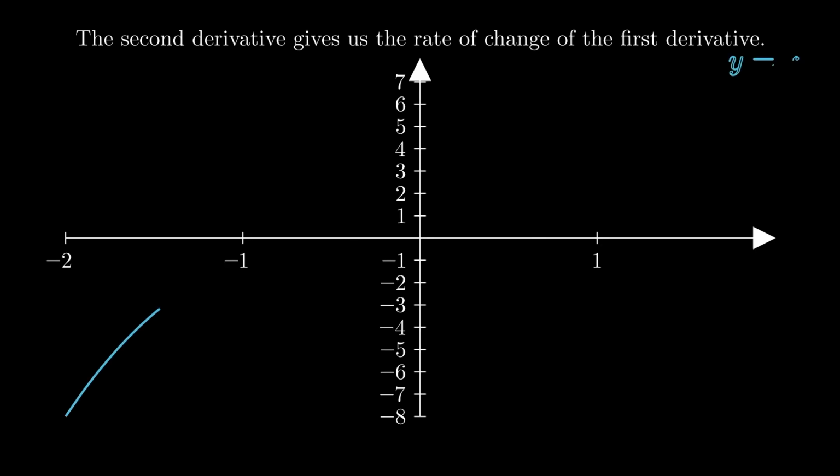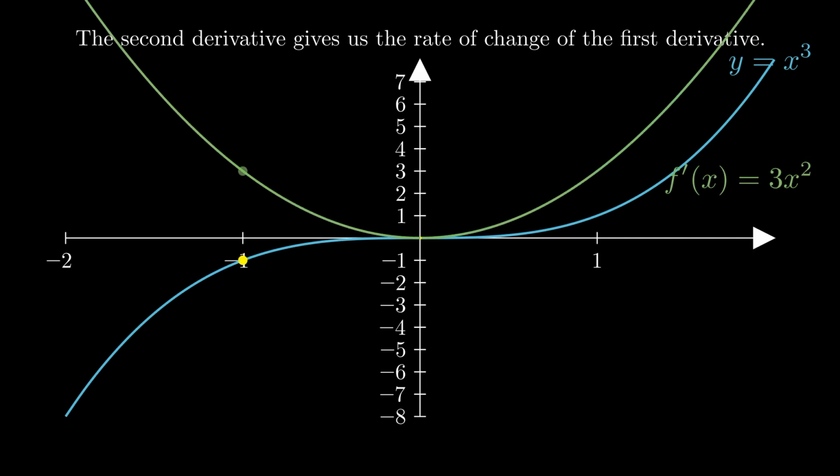Except in this case, instead of telling us the rate of change of the function, it tells us the rate of change of the first derivative. So what does that look like? Well, if we plot the function f of x is equal to x cubed, we can also plot the first order derivative of that function, which is 3x squared. So this tells us what is the slope of the original function at all the different points.